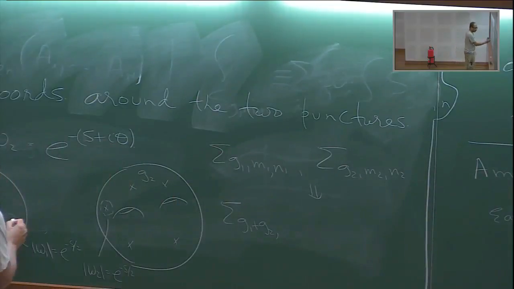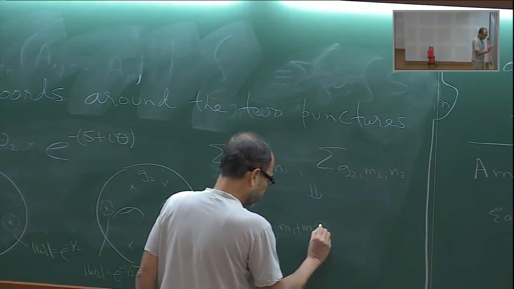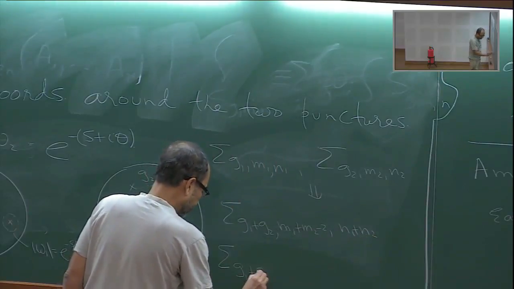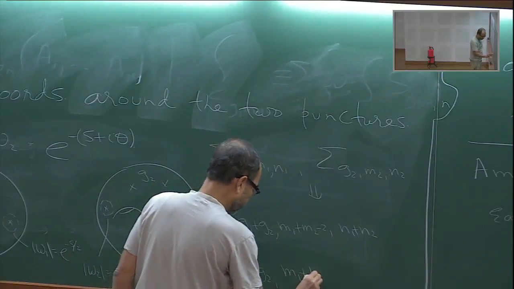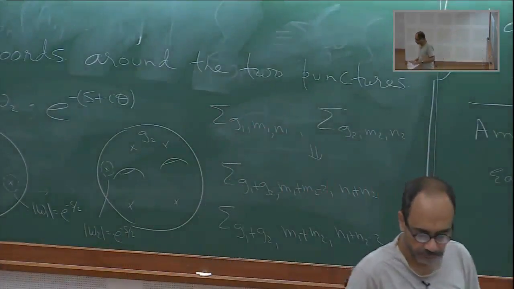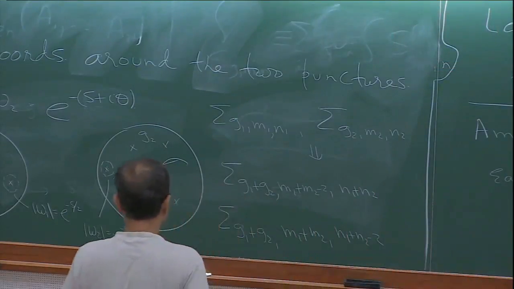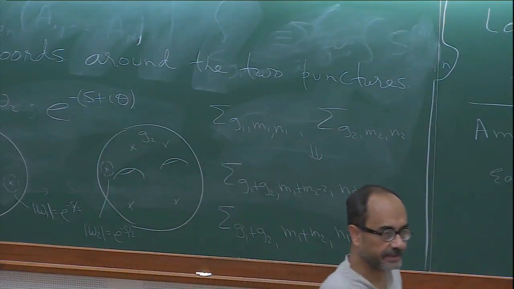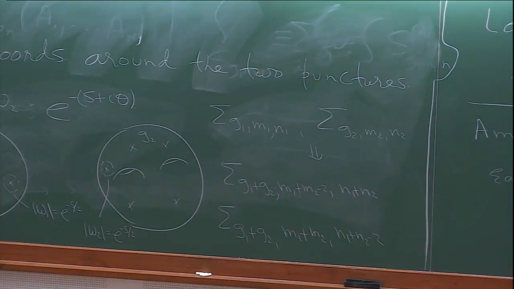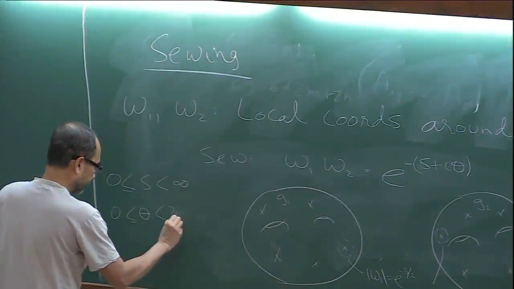One is that these are Neveu-Schwarz or NS states, in which case you will get M1 plus M2 minus 2 and N1 plus N2. Or we can have a Ramond sewing, which is G1 plus G2, M1 plus M2, N1 plus N2 minus 2. Yes, that's a standard plumbing fixture, but we are allowing this S and theta to run over a specific region, 0 less than or equal to S less than infinity and 0 less than or equal to theta less than 2 pi.